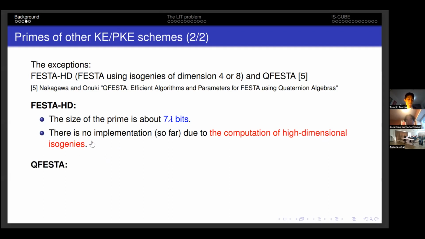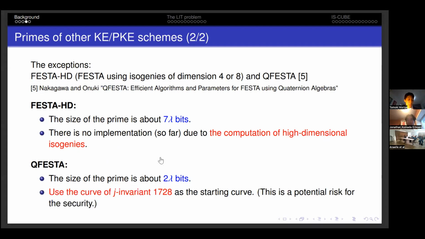And the other exception is QFESTA. QFESTA can use the prime of size about 2 lambda bits from their theorem. It is very good. But QFESTA needs to use the curve of j-invariant 1728 as a starting curve. So as you may know, the curve of j-invariant 1728 has knowledge of its endomorphism ring. So there's a potential risk for security. So this is one demerit or problem for using QFESTA.